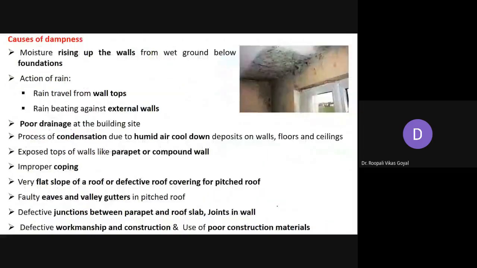So these are the causes of dampness in the building. The moisture rises up from the wall and from the ground below foundation. Also there is the action of rain. Rain may travel from the wall top, as well as rain which is beating against the external wall. External wall pe jab baarish aati hai ya upar se jab baarish aati hai, proper joint nahi hai, toh wahan se paani aa sakta hai. Poor drainage which is provided at the building side, and due to that water may enter your building.